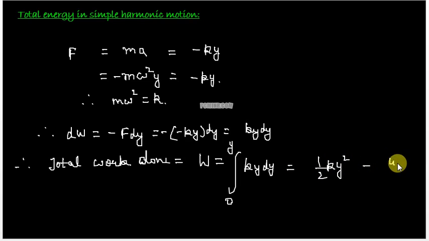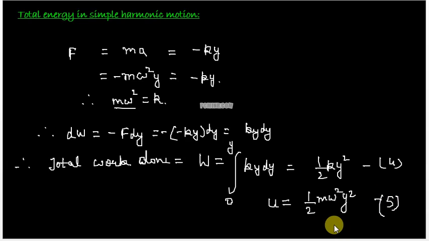We can use this equation, saying that the potential energy is half ky square, or we can also write it as half m omega square y square. If we plug in the value of k as m omega square, we get this as the potential energy. Now, we can note this down.